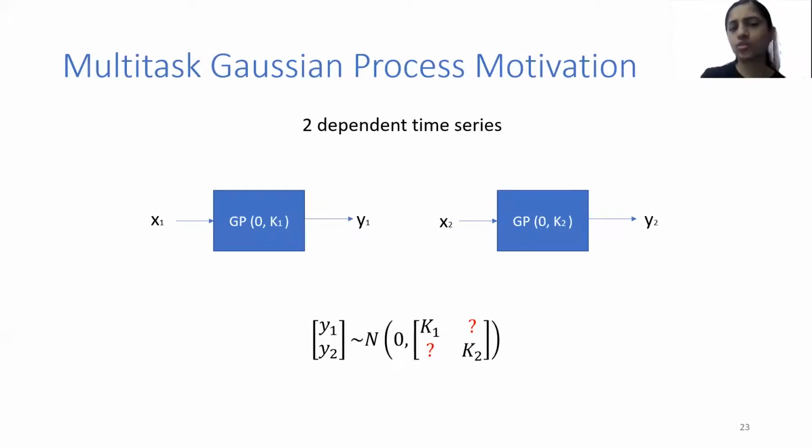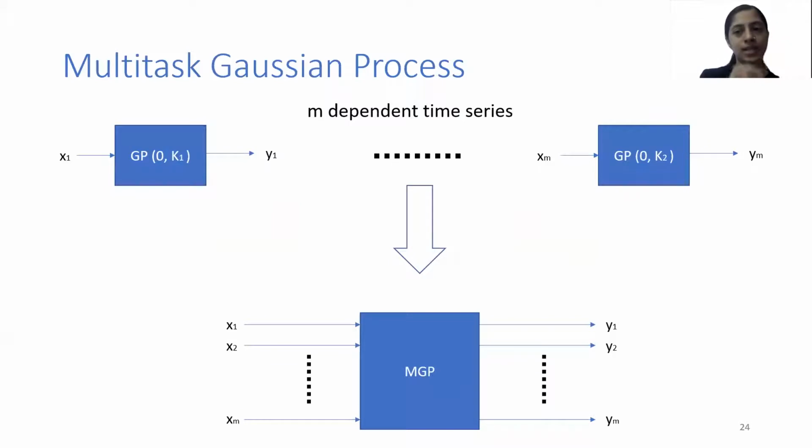However, if the two time series that we are interested in are dependent, running two independent Gaussian processes does not consider the covariance between these two time series. This is exactly where the multitask Gaussian process comes into the picture. It takes the input of n different dependent time series, and gives us the outputs y1 to ym. And so the multitask Gaussian process models not just the covariance between the time points of a time series, but also across various time series.